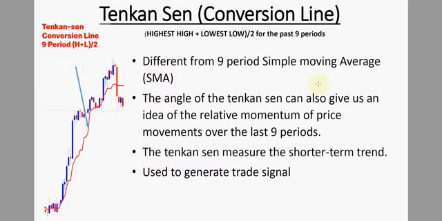So Tenkan-sen. Tenkan-sen is the closest indicator to the price. Look at it as a 9 simple moving average, although it is not a simple moving average. It is calculated by taking the high plus the low divided by 2 over the last 9 periods. Okay, high plus low divided by 2 for the last 9 periods. The angle is very crucial into how we use it, and it measures a short-term trend, and we use it to generate signals.